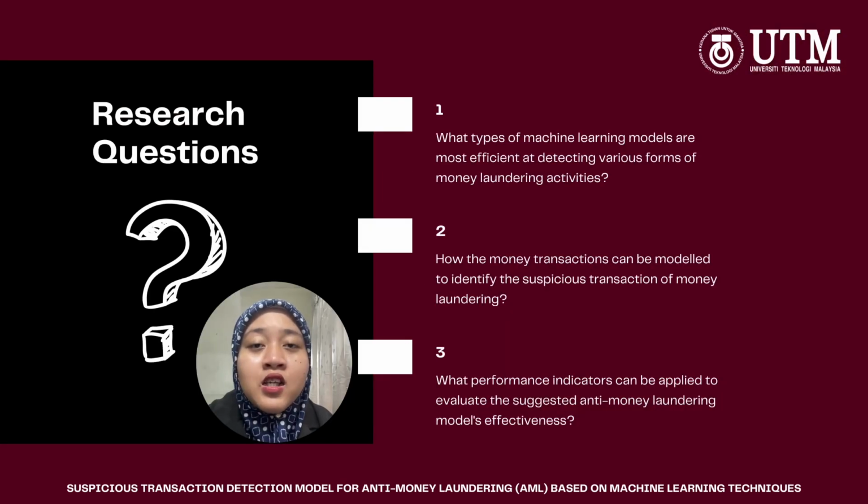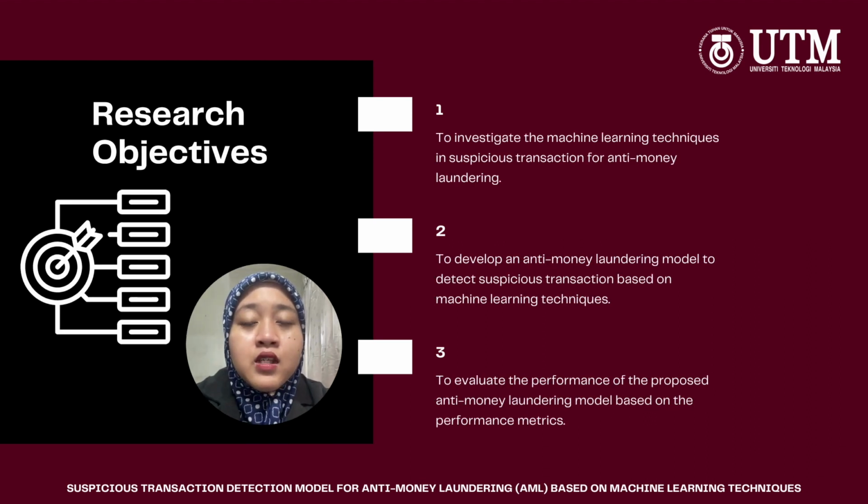Next is the research questions. So I have listed out three important questions here. So the first one is, what type of machine learning models are the most efficient at detecting various forms of money laundering activities? The second one is, how can money transactions be modeled to identify suspicious transactions of money laundering? And lastly, what performance indicators can be applied to evaluate the suggested anti-money laundering model effectiveness?